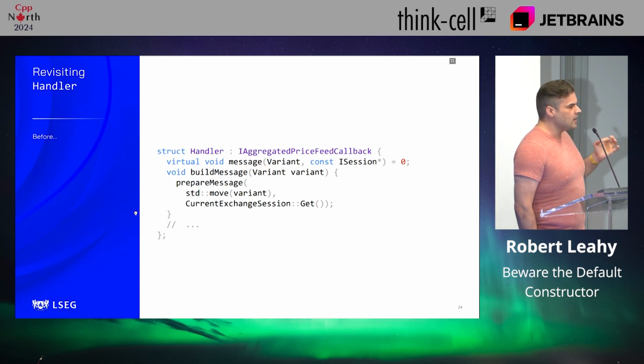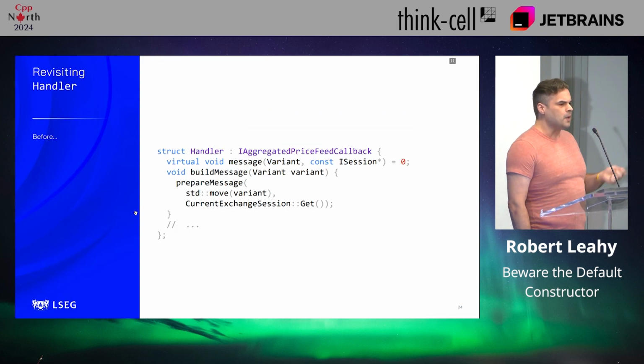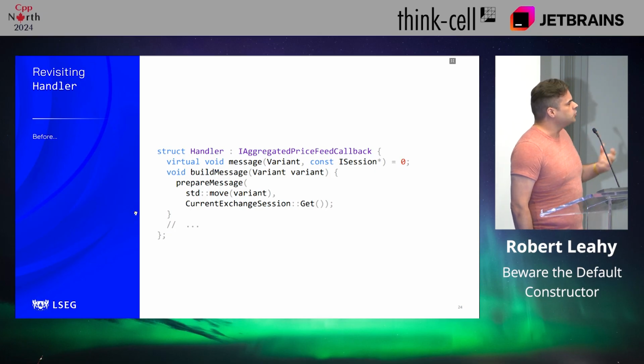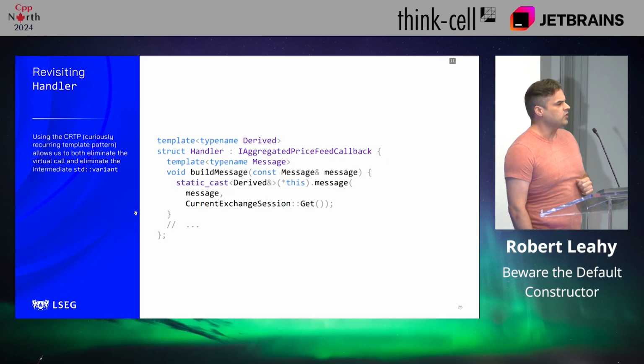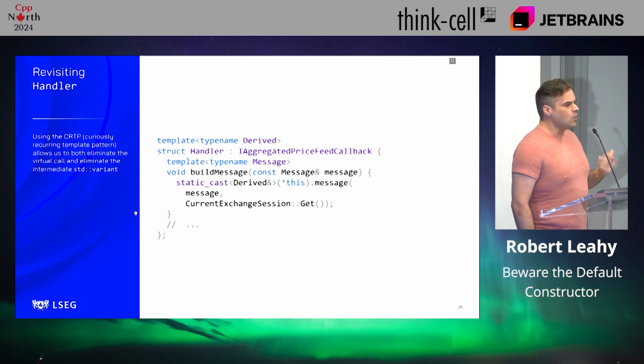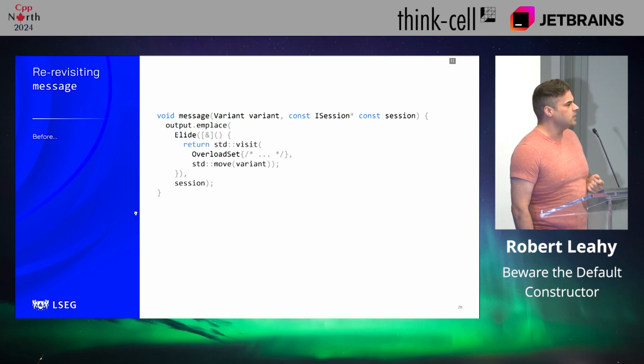As we stare at it, we realize that it has every modern C++ developer's worst enemy in it. It has runtime polymorphism. It has virtual dispatch. So let's be true modern C++ developers and just refactor that away and replace it with the curiously recurring template pattern. Now we don't have an intermediate variant. We can actually send the richness of our types downstream, but once more we need to take a look at our implementation of message and refactor it to take advantage of this.